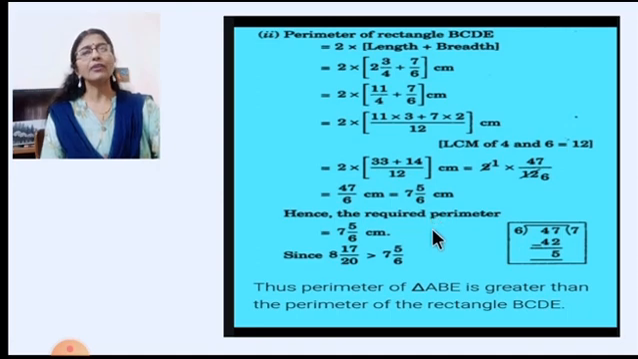And then now you can, hence the required perimeter is 7 5 upon 6, and the triangle perimeter was 8 17 upon 20. Now you can easily compare. First we'll see the whole number. So you can see here 8 is there and here 7. So of course the perimeter of the triangle is greater than the perimeter of the rectangle. So which is written over here. So this is the way you have to solve this word problem.